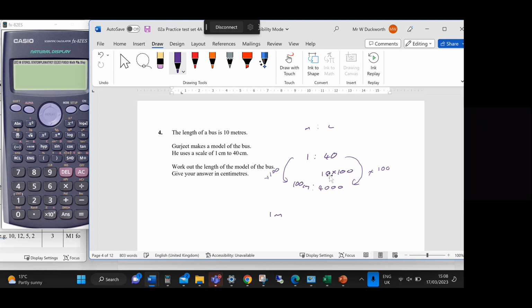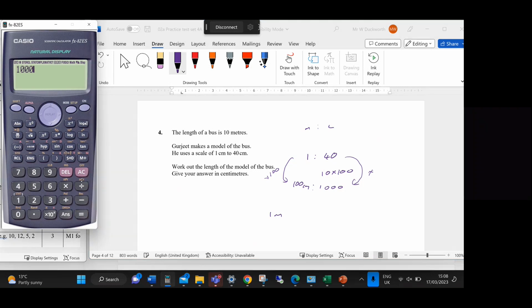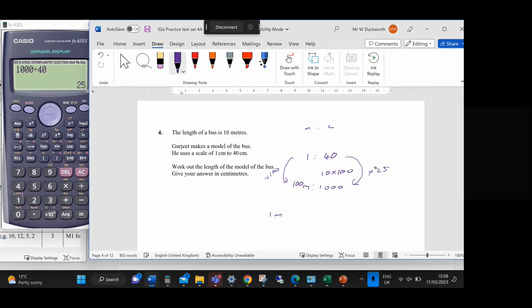So for some reason, I'm not quite sure why, I said that 10 times by 100 was 4,000. 10 times by 100 is 1,000. So to get from 40 to 1,000, the other way around of viewing that is what is 1,000 divided by 40? It's going to be 25. So over here, I should have times by 25. Silly mistake. Good, glad that I spotted it.